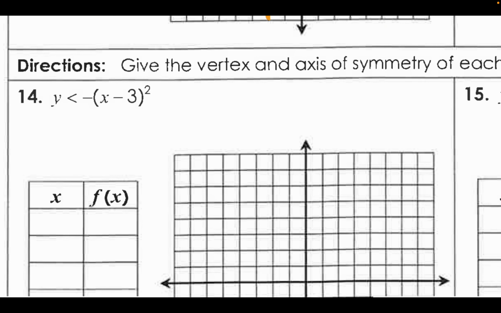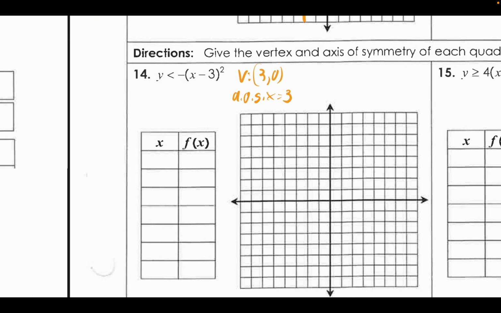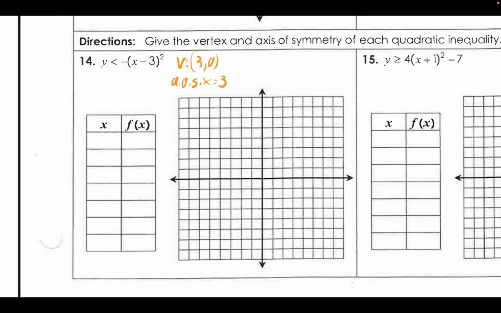So the vertex on number 14 is (3, 0), because we moved 3 to the right, that's a liar, and 0 up or down. The axis of symmetry is x equals whatever the x value of the vertex was, 3. Feel free to put a dashed line in here, or not, it's up to you. I'm going to put (3, 0) in my table and put numbers bigger and smaller like I normally do.